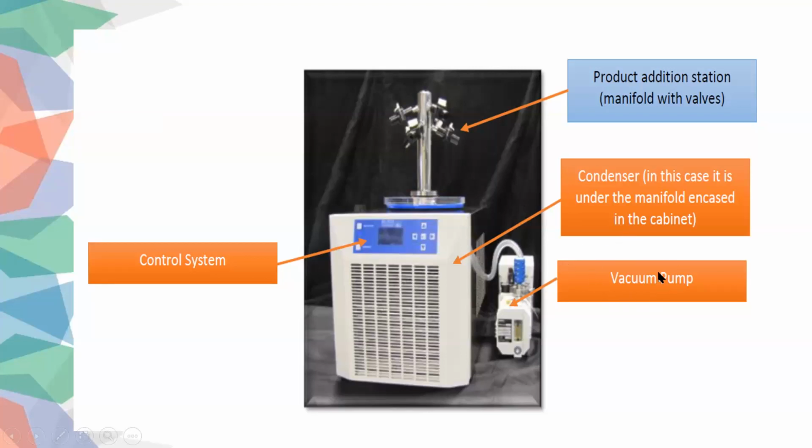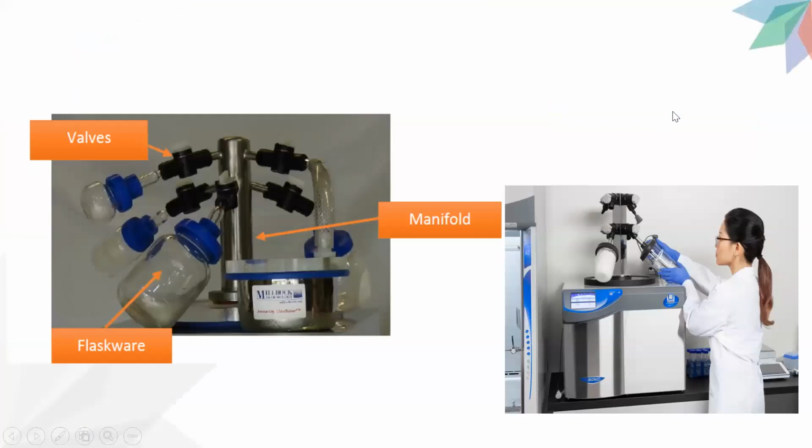The vacuum pump is a very important part of the freeze dryer, which is required to provide the environment required for freeze drying, to drive the sublimation process, and to provide the pressure required for the process. On the top, there is a product addition station, which is the manifold with valves. This is a close picture of the manifold with valves, in which different flaskware of different sizes, ampoules, and vials can be attached directly to the manifold with the help of the valves.